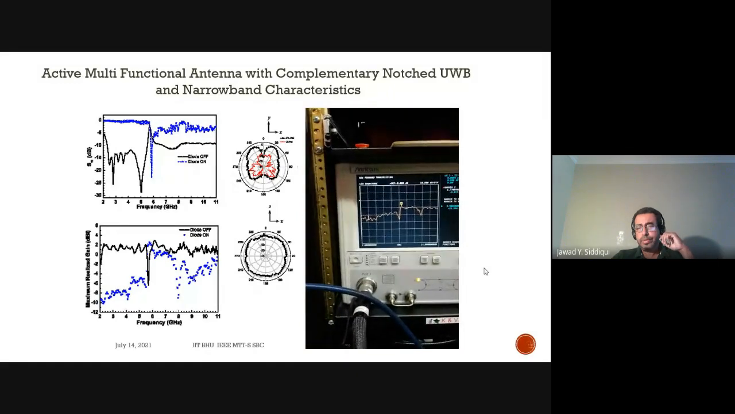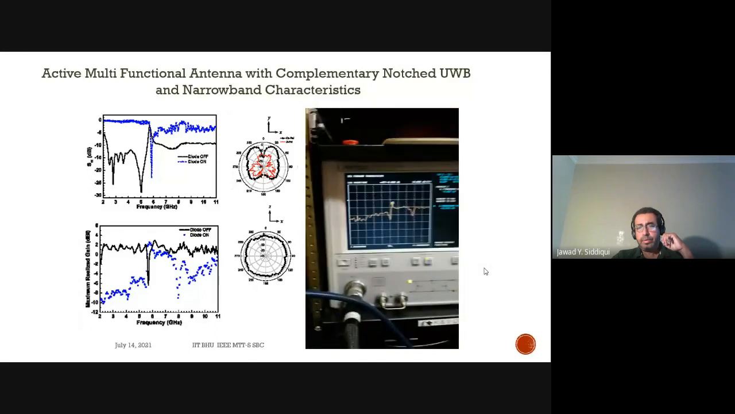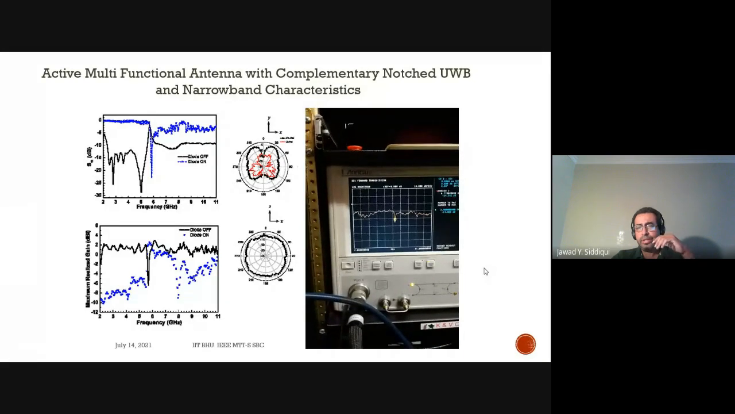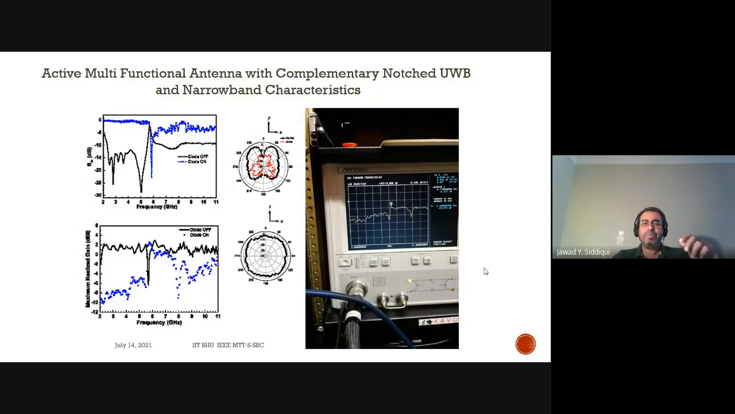You can see the response. So this is a frequency notch response, the S21 response of the antenna. You can see there's a dip in the gain at that frequency when the diode is in off condition, and when the diode is in on condition, you get basically a rise.